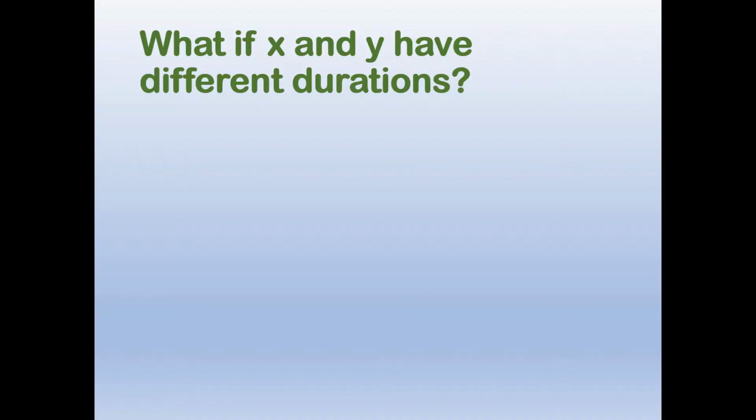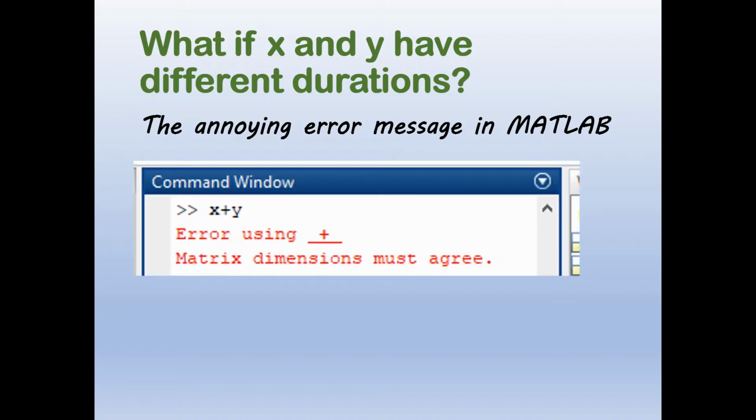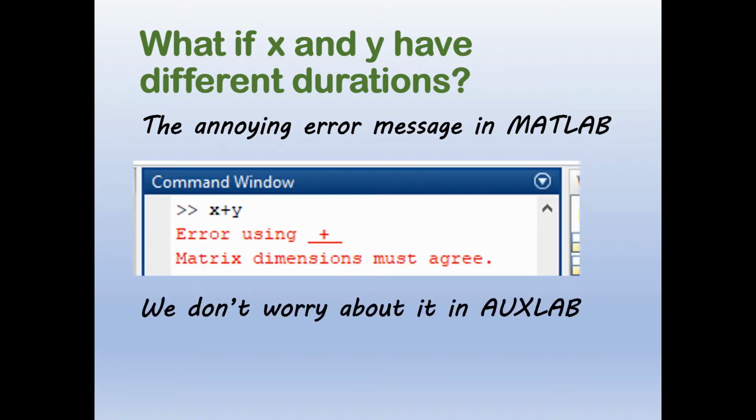Now, what if X and Y have different duration? If you're a MATLAB user, you know you get an annoying error message like this if you try that. In AUXLAB, we don't worry about it, just add them. The addition operation applies to the time interval where both signals exist.